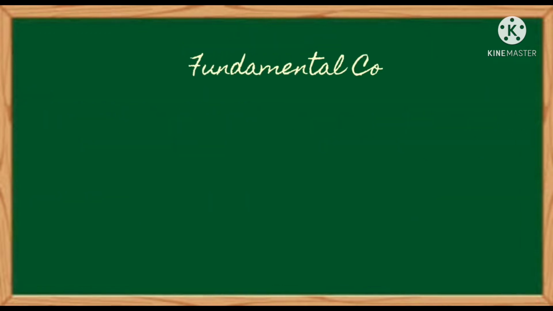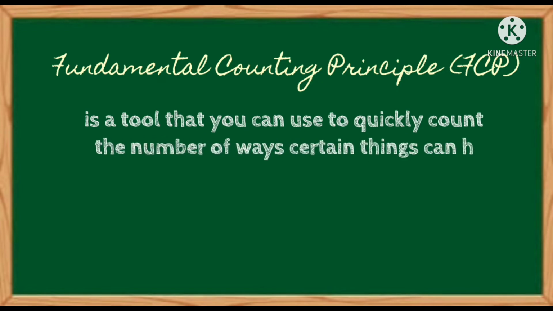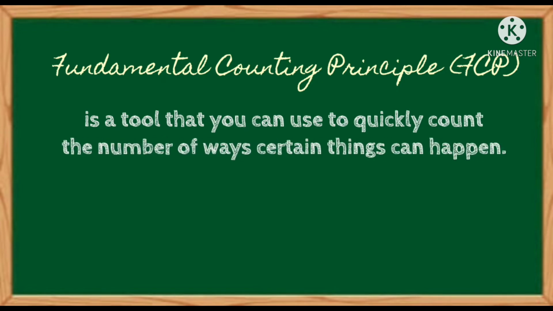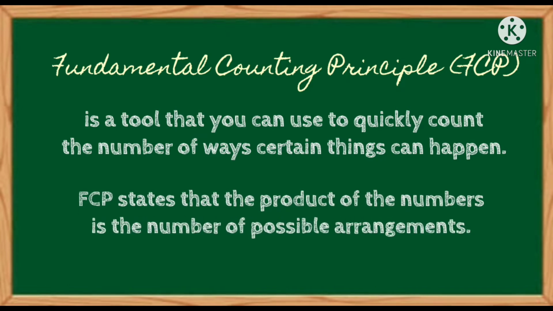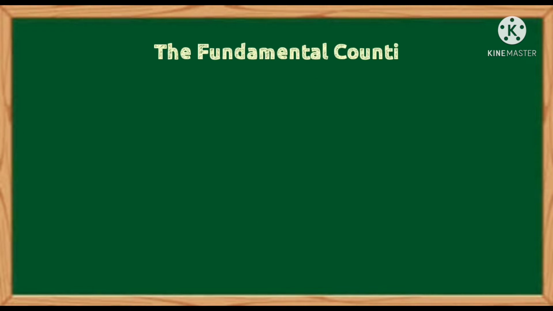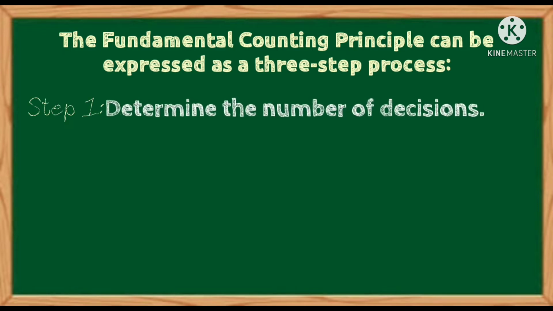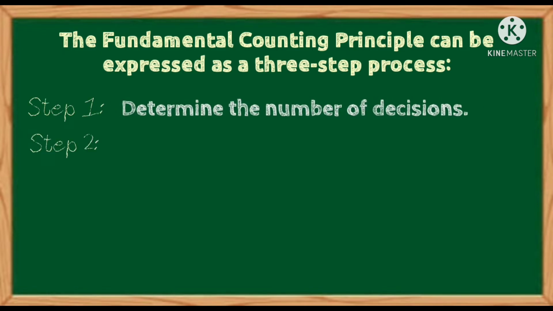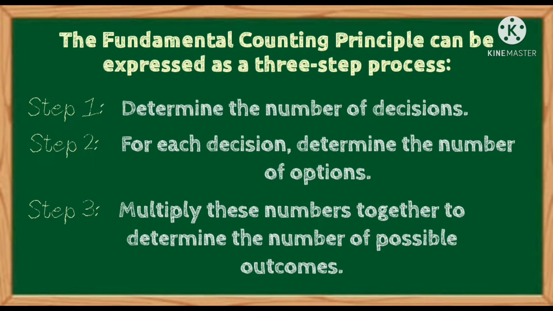Now, let's have the fundamental counting principle or the FCP. The fundamental counting principle is a tool that you can use to quickly count the number of ways certain things can happen. FCP states that the product of the numbers is the number of possible arrangements. The fundamental counting principle can be expressed as a three-step process. First, determine the number of decisions. Second, for each decision, determine the number of options. And last, multiply these numbers together to determine the number of possible outcomes.